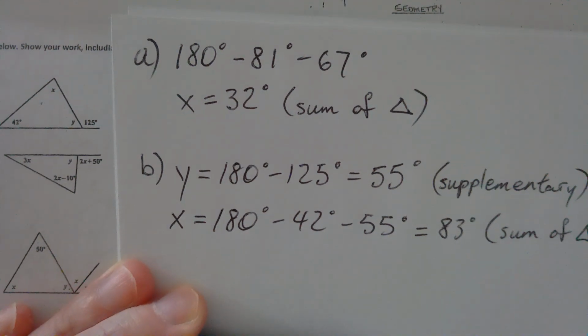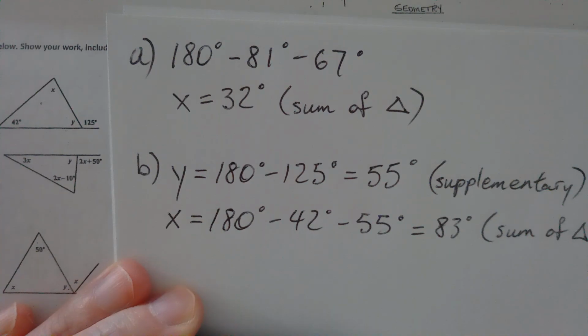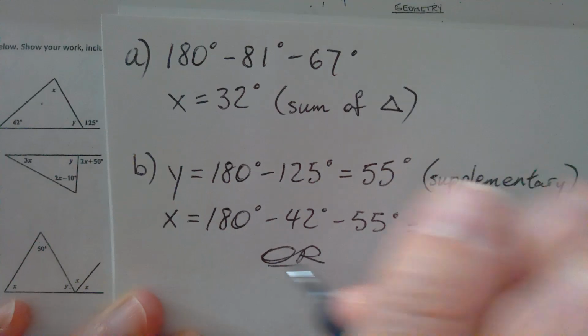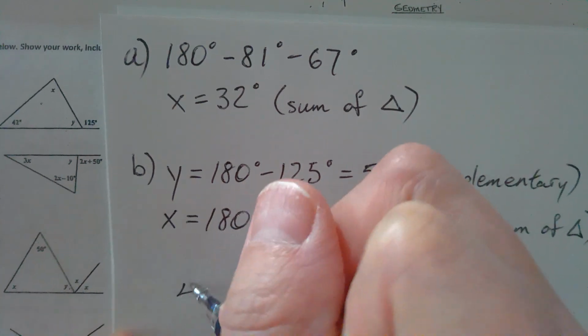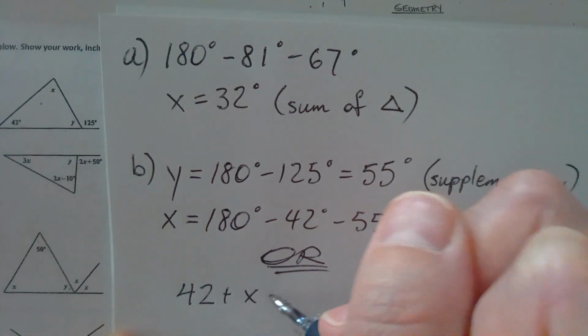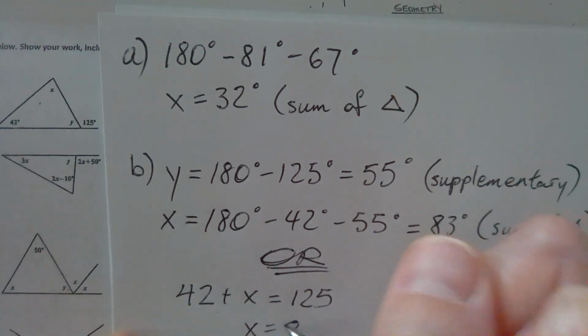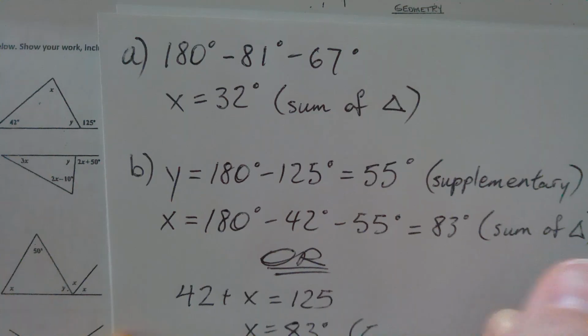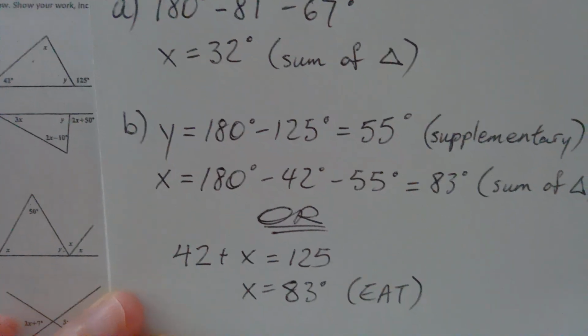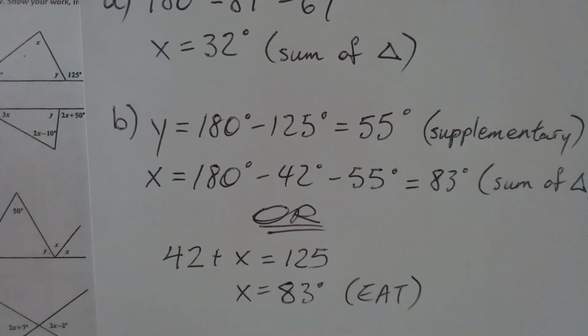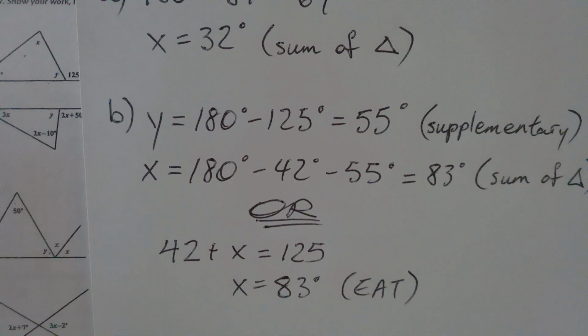So what if I do it like that in text, where I just say 42 plus x equals 125? Sure. So then x equals 83. And you can just say you used the exterior angle theorem. Both methods work as long as you can give me the right answer with some sort of justification.